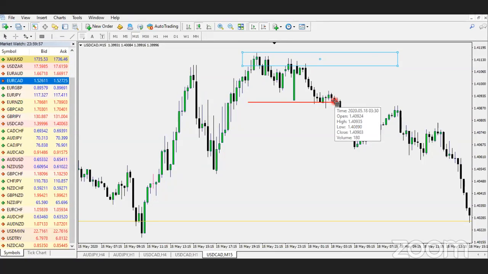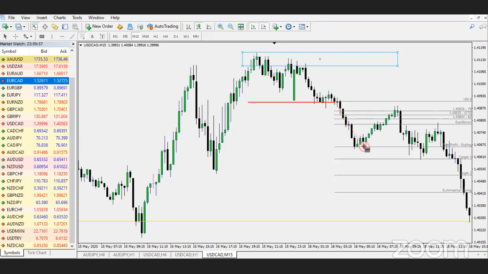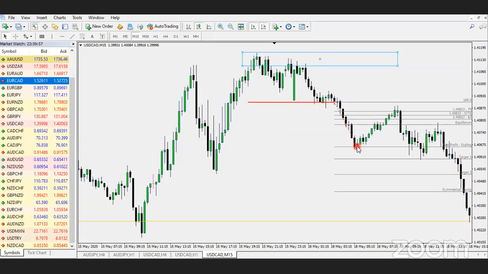So let's just pull down our fibs from body to body for a bearish move, because we know our directional bias is bearish. So we are looking for sells. And as you can see here, when price broke the market structure, price then started to retrace. And where did it retrace into? Our sweet spot.